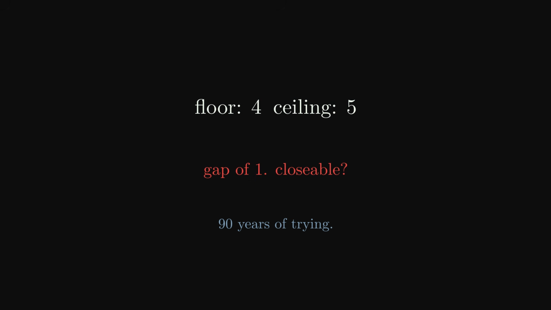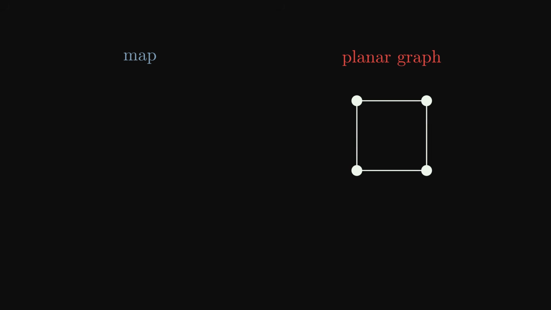Until it wasn't. The breakthrough was a reformulation. Instead of thinking about maps as collections of regions, think about them as graphs. Place a vertex in each region. Draw an edge between 2 vertices if their regions share a border. A map becomes a graph. Coloring regions becomes assigning labels to vertices, with the rule that adjacent vertices must have different labels.